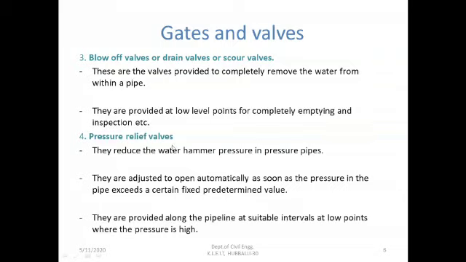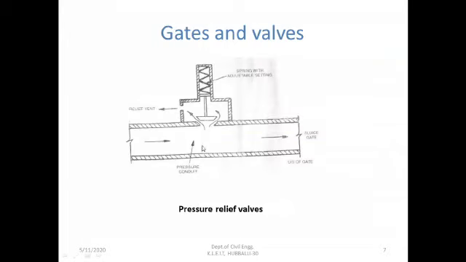And coming to the pressure relief valves, that is to relieve the pressure, usually the water hammer pressure. These pressure relief valves are adjusted to open automatically as soon as the pressure in the pipe exceeds a certain fixed predetermined value. So that is how automatically they work, and they are provided along the pipeline at suitable intervals at low points where the pressure is high. So this is how the pressure relief valves operate.